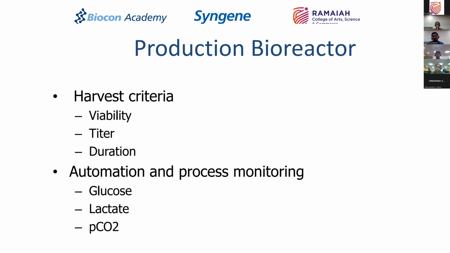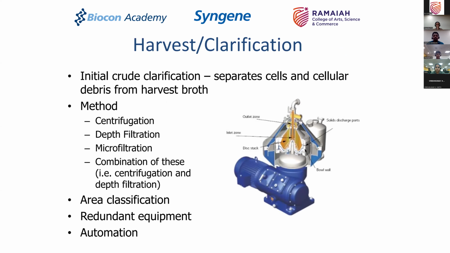Automation and process monitoring could be based on glucose monitoring, lactate monitoring, or the carbon dioxide coming out of the system, because again, they are living organisms. They breathe, they take in oxygen, they release carbon dioxide. So you can do a growth analysis based on glucose levels monitoring that is depleting in the media, or the carbon dioxide level which is being emitted out of the media.